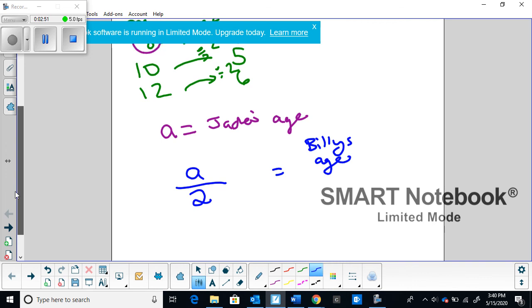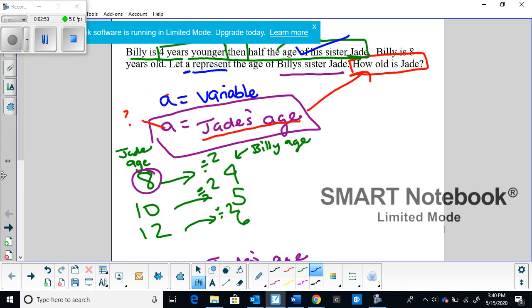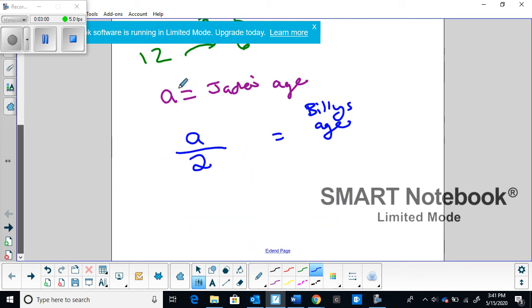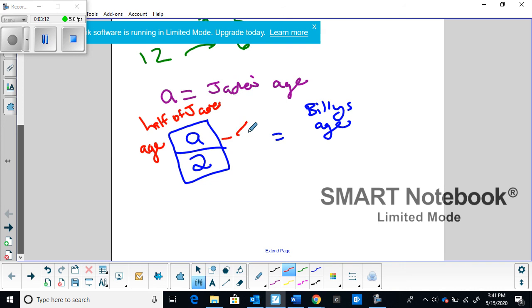But now hold on. We have another piece that we have to include. Half the age of Jade and 4 years younger than that. He's 4 years younger than half her age. So we took half her age, that's great, that represents half of Jade's age, and we need 4 years younger than that. Younger means less, right? We're going down in numbers. If he was 4 years older, he'd go up by 4. So we're going to subtract 4 here.